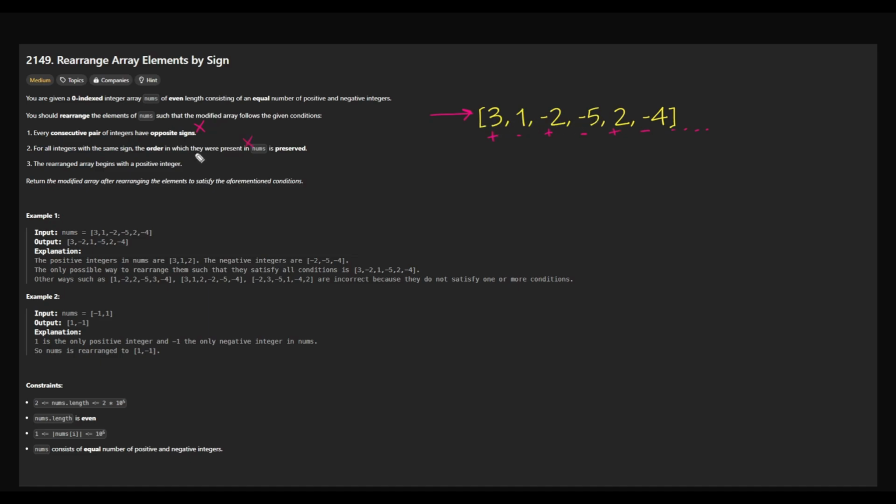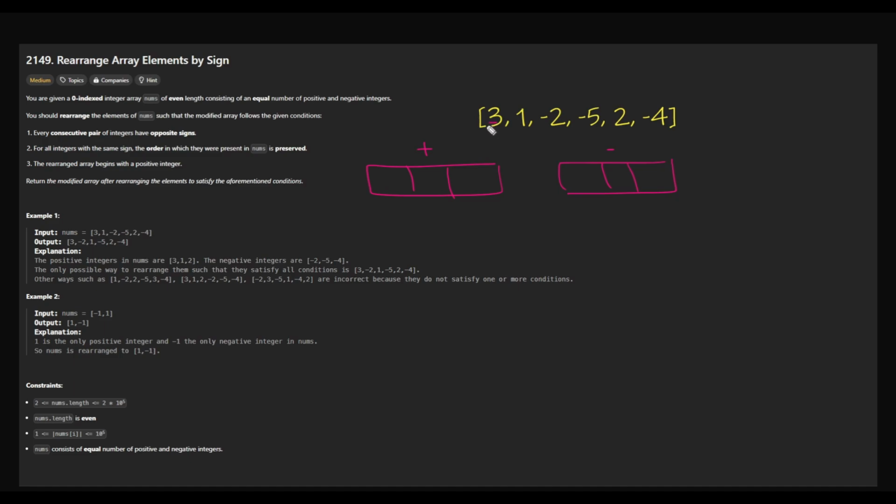And finally, the easiest condition: you have to start with a positive element, and then you begin to alternate positive, negative, as we explained. So this one is clear as well. One possible solution is to separate or segregate the positive and negative numbers. For example, we can have two arrays or even queues, one for the positives and one for the negatives, and we simply start iterating over our array.